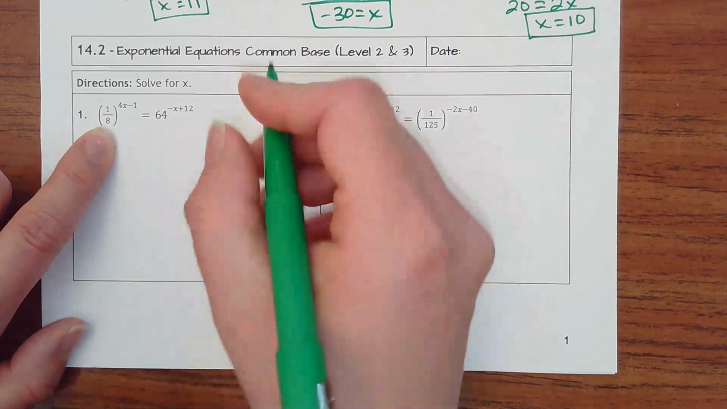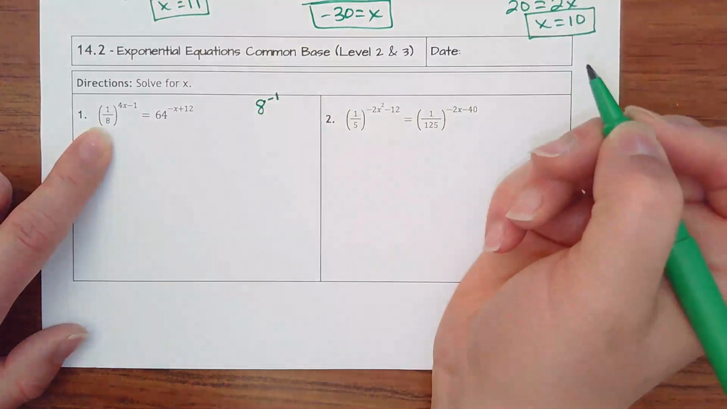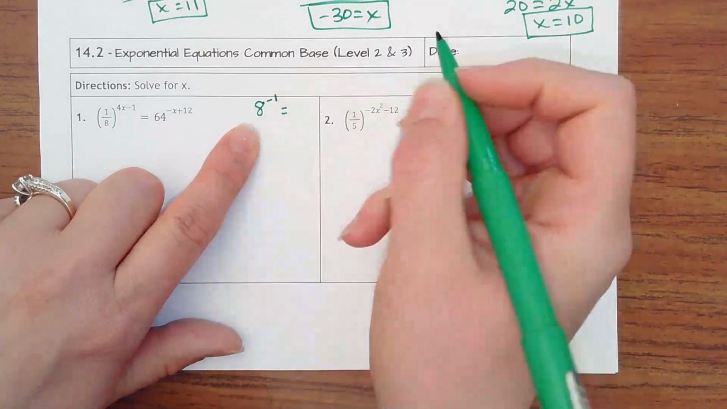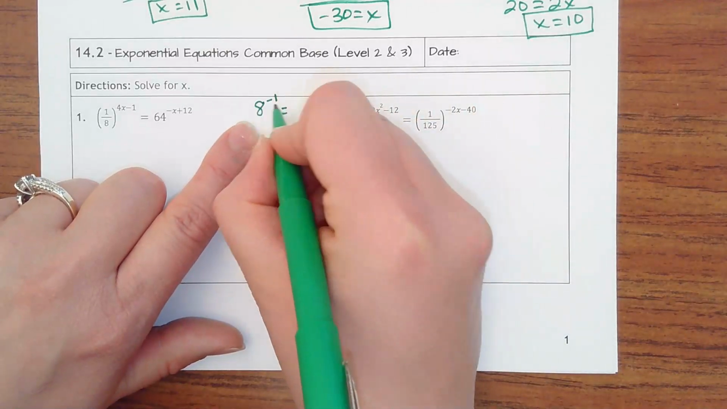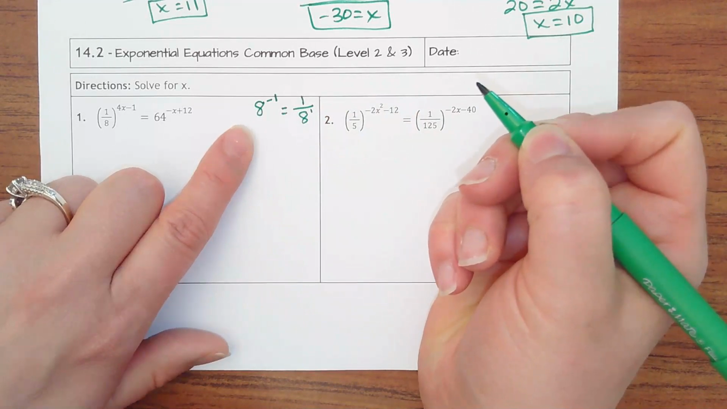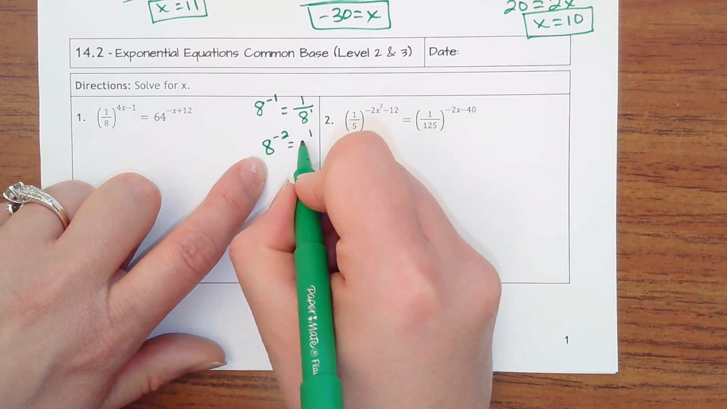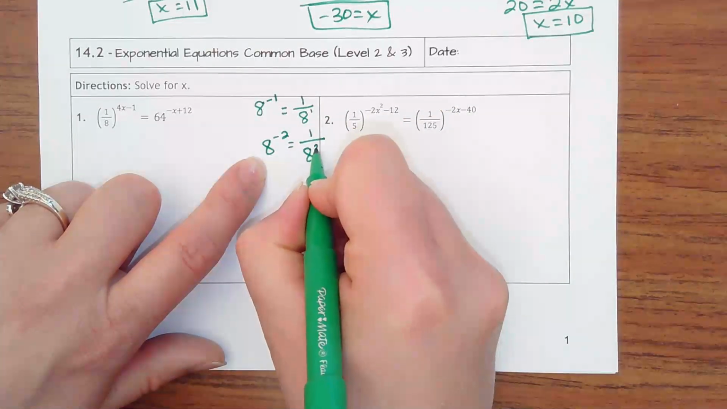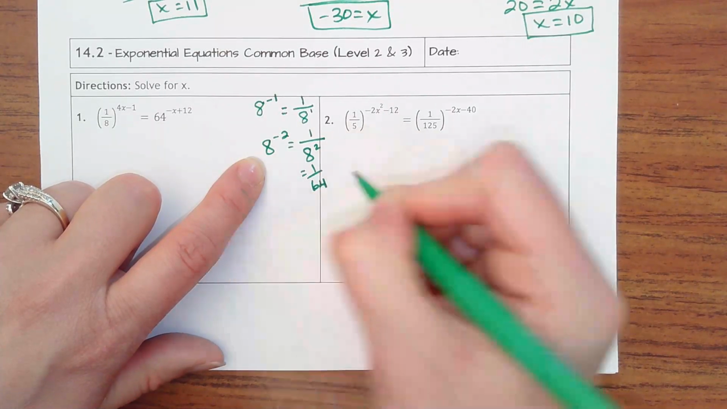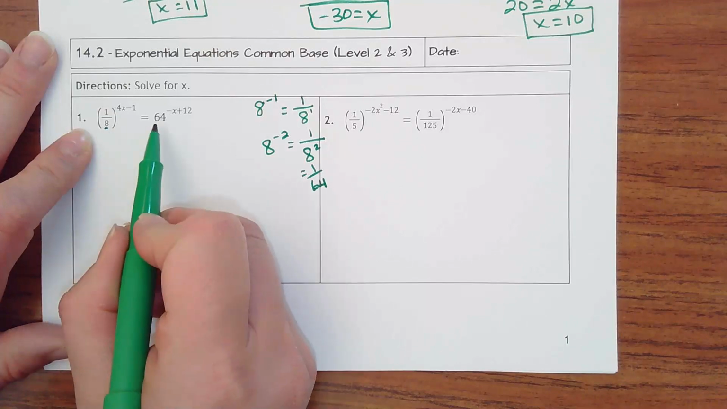I'm hoping you remember that if I were to have 8 to the negative first power, that does not make the 8 negative. What it does is it actually flips it. So the 8 would go on the bottom and be 1 over 8 to the positive first power. If I had 8 to the negative second power, I would flip it and become 1 over 8 to the positive second power, which would be 1 over 64.